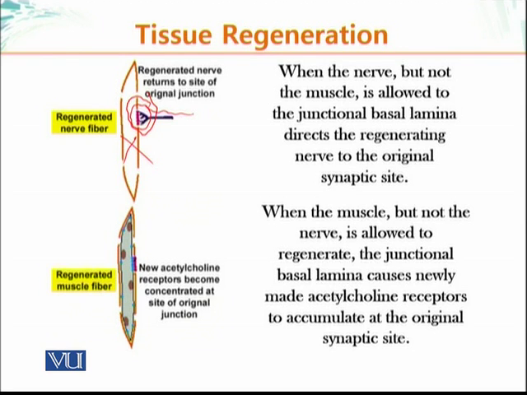Let's do the reverse experiment. We are going to allow the muscle cell to regenerate, but we are not going to allow the nerve cell to regenerate. In this case, when the muscle cell regenerates, it clusters the acetylcholine receptors at the original site of the neuromuscular junction, although there is no nerve. So the nerve is not giving the signals to the cell where to put these receptors. It is basically the ECM, in this case the basal lamina, signaling cells where to put these specific receptors.